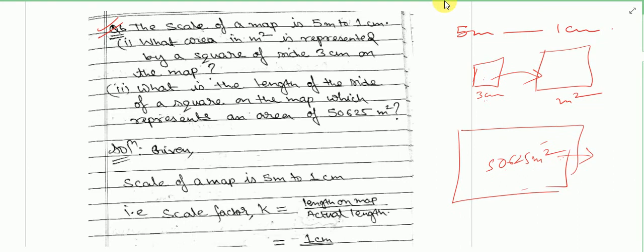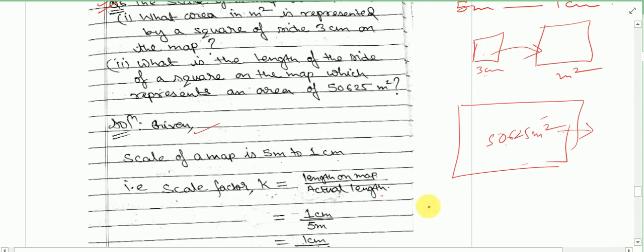So firstly here we will try to find the scale factor. Given scale of a map is 5 meter to 1 centimeter, that means scale factor, that is K, will be length on map upon actual length. So here actual 5 meter is represented as 1 centimeter on map, so 1 centimeter upon 5 meter.